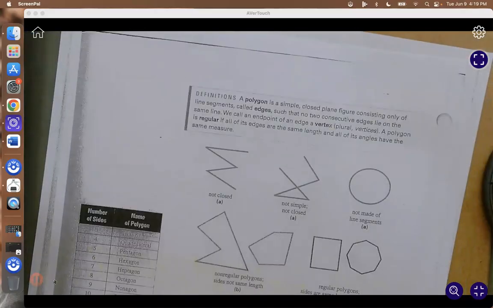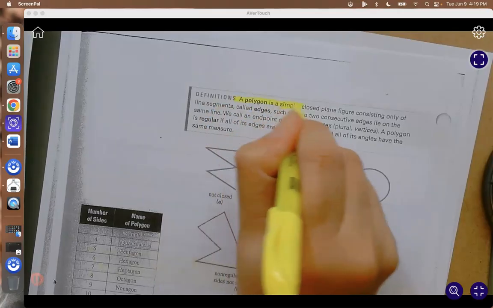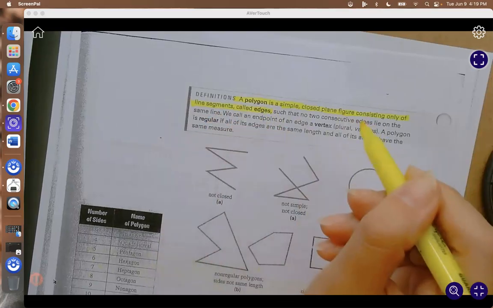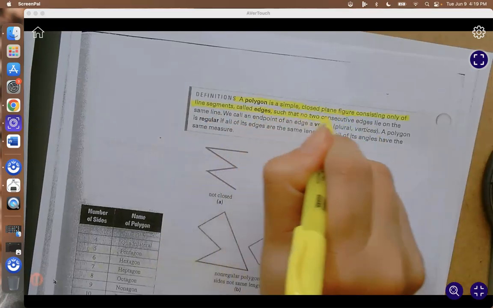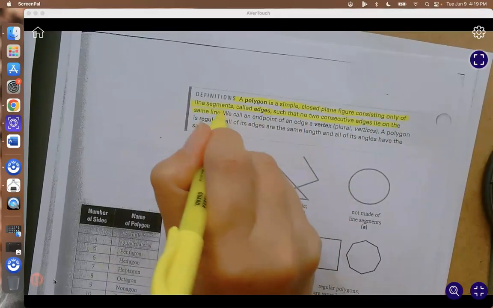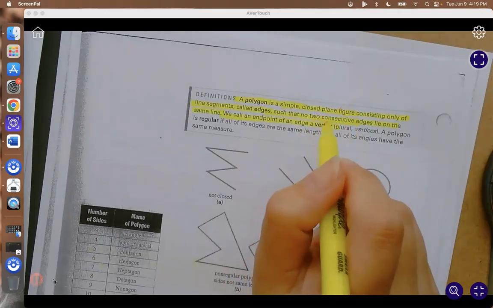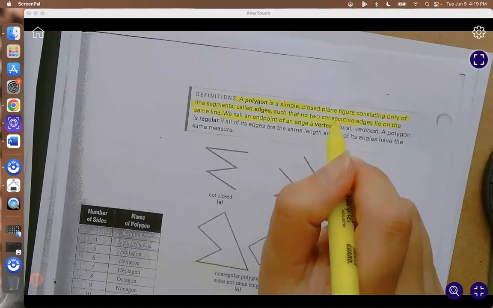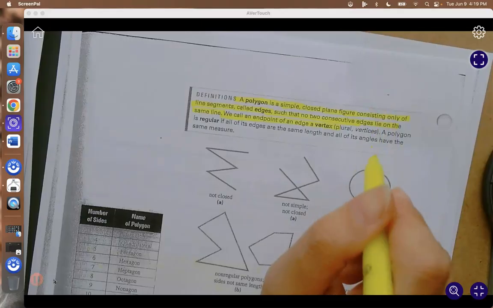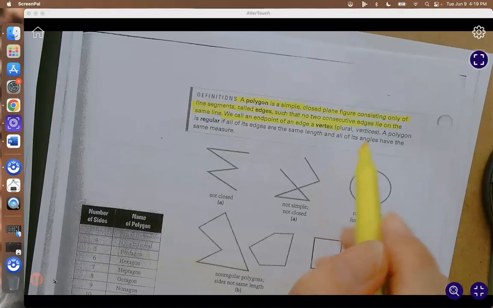Moving on. A polygon is a simple closed plane figure consisting of only line segments called edges, such that no two consecutive edges lie on the same line. We call an endpoint of an edge a vertex. And remember, we talked about edges and vertex when we were doing odds and evens back in Unit 2, if I'm not mistaken. I think it was Unit 2.